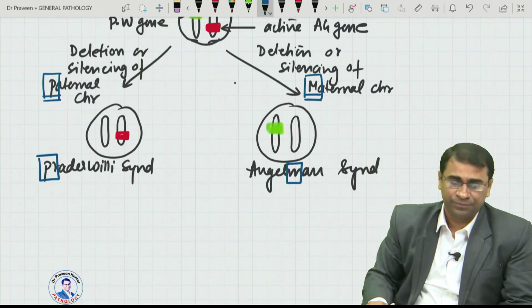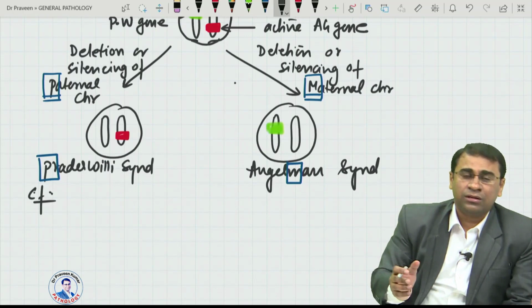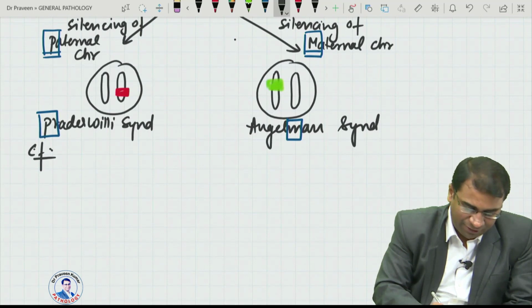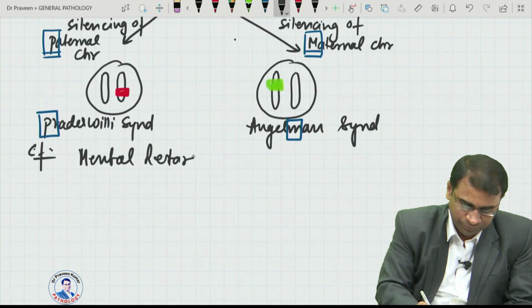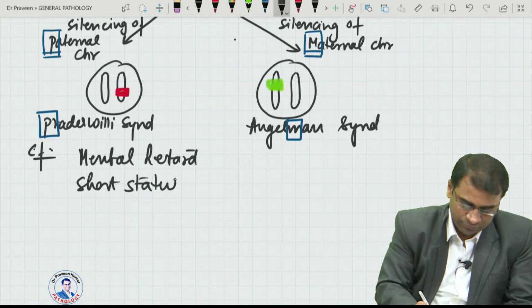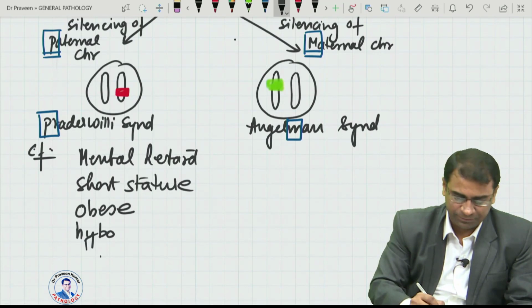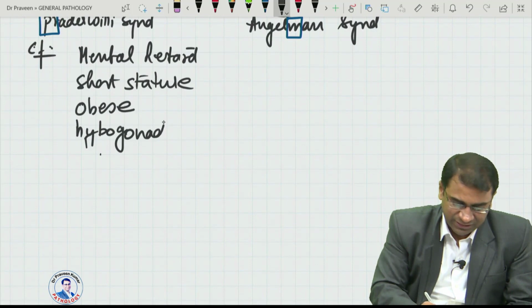Some clinical features which you can remember: the Praderwilli syndrome patients are, you can simply remember, chote and mote. That means short stature and they're obese. Okay? So the Praderwilli syndrome patients, apart from having mental retardation, have short stature and are obese. They also have hypogonadism. Best way to remember is chote and mote.